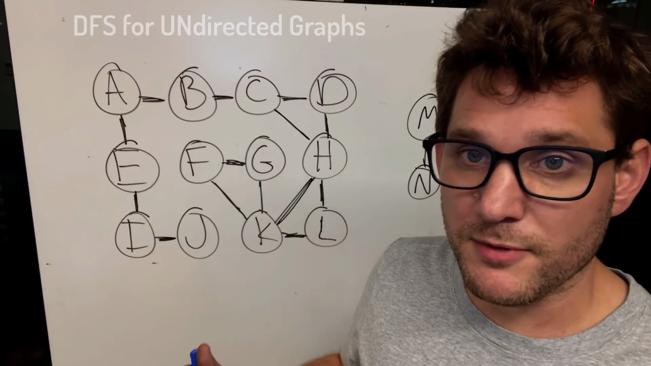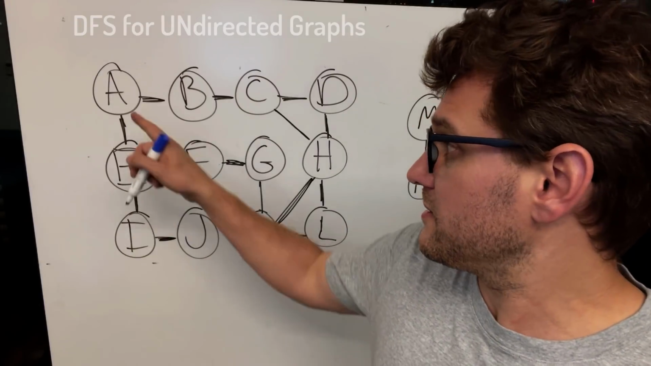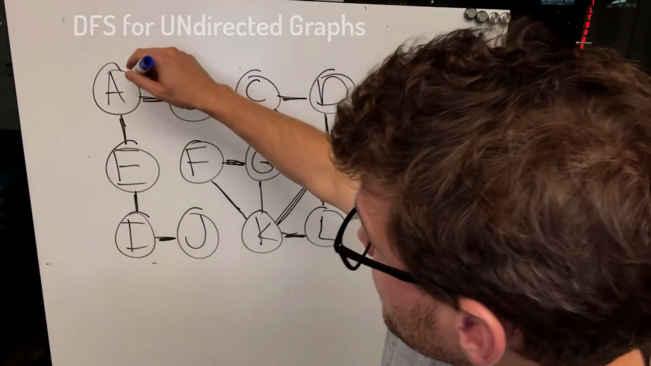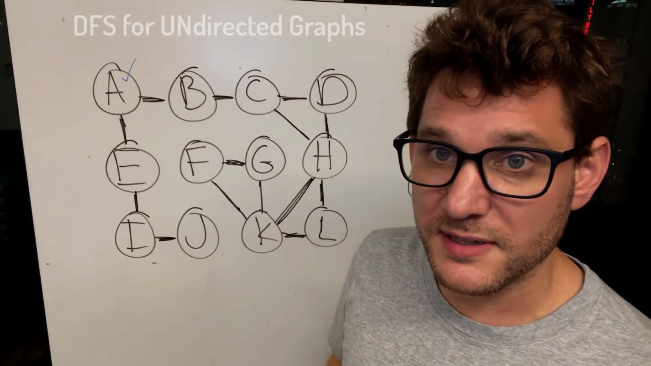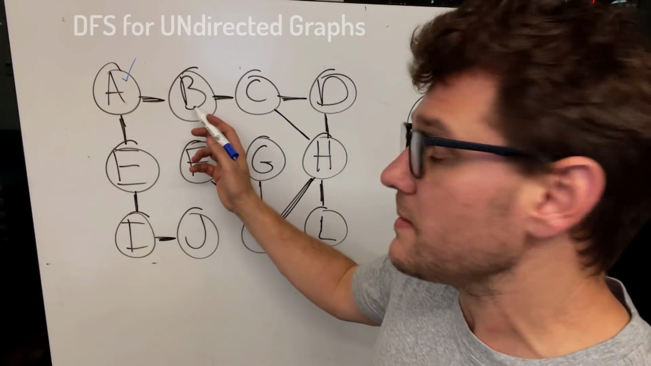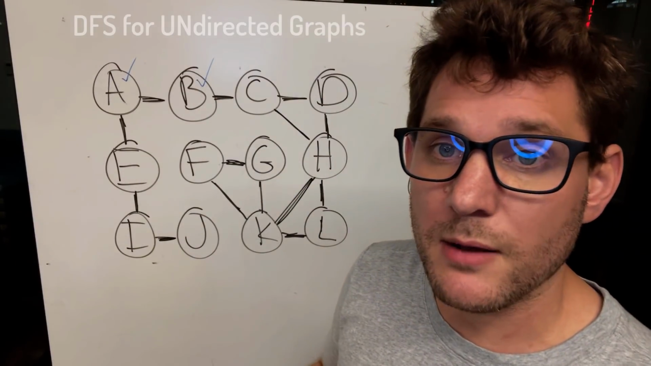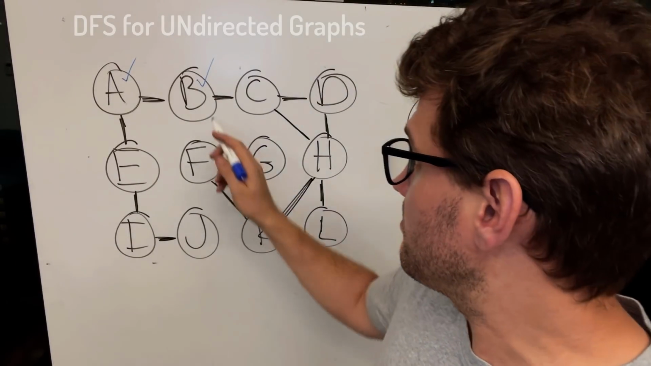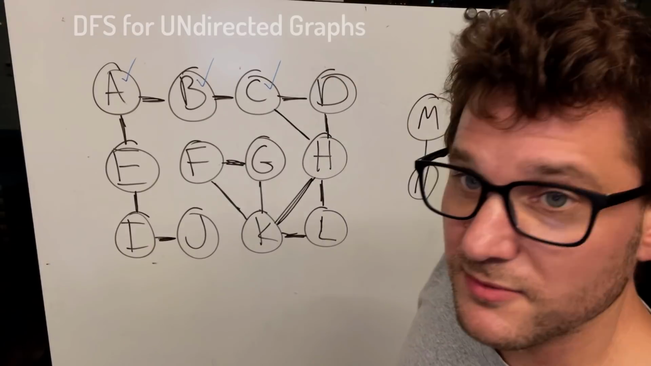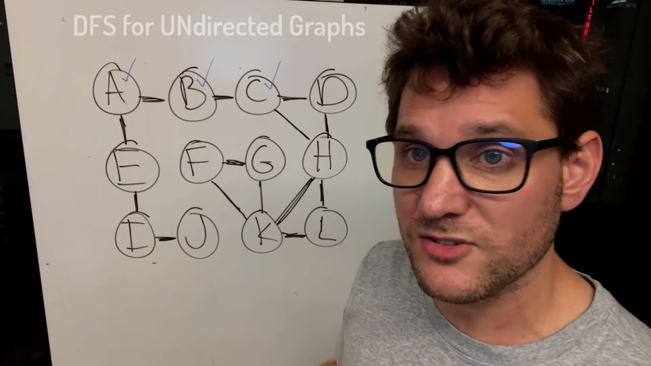So let's say, for example, the first node that DFS looks at is node A. We're going to mark A as visited. A then looks at its adjacency list. It finds B. So we now move on to B. B gets marked as visited. B now looks at its adjacency list. B finds C. C gets marked as visited. We now look at C's adjacency list.